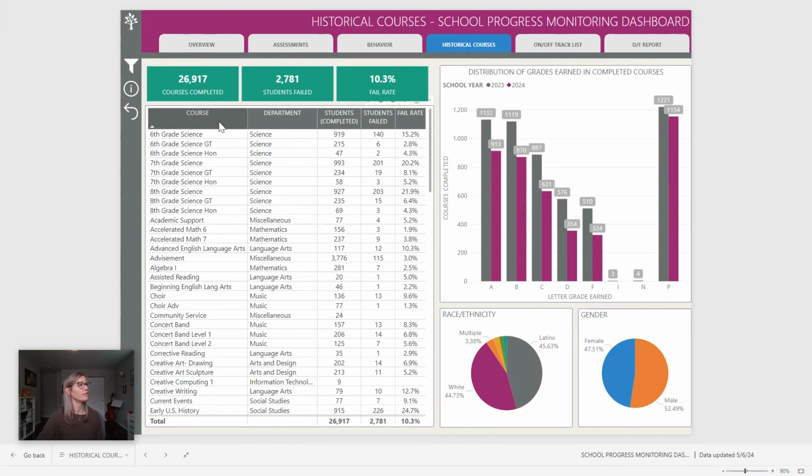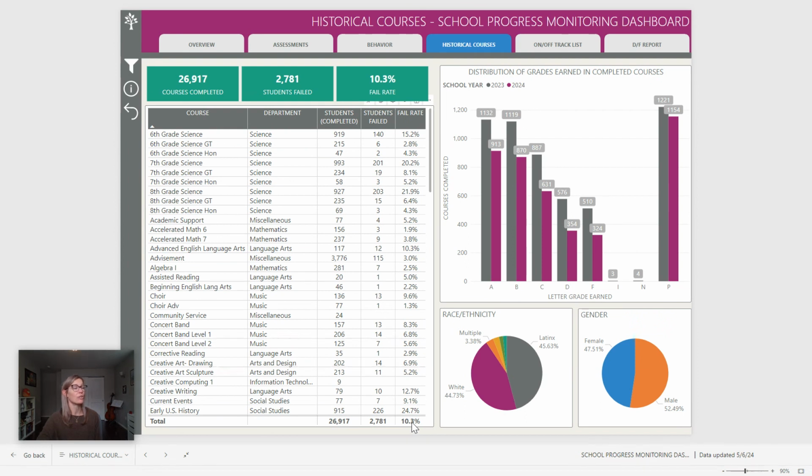We have a list of the courses, the department that course belongs to, the number of students who have taken that course in the time frame selected, the number of students who failed in that time frame, and then the rate. So that's just the failed students divided by completed. There's also a summary at the bottom of the table that has the totals. So 26,000 student courses that were completed, the number of students who failed, and then that fail rate.